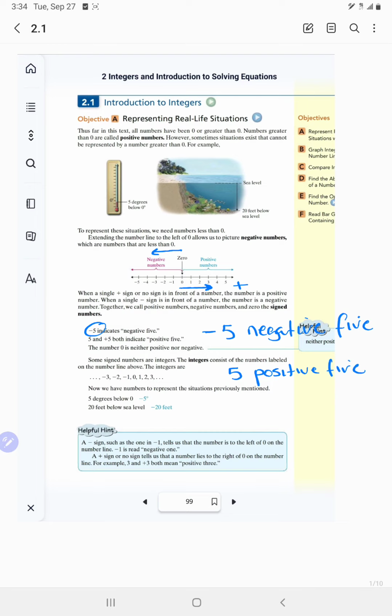And so some real-life examples of positive and negative numbers are, for example, in temperature. If it's 5 degrees below 0, we could show that as -5.